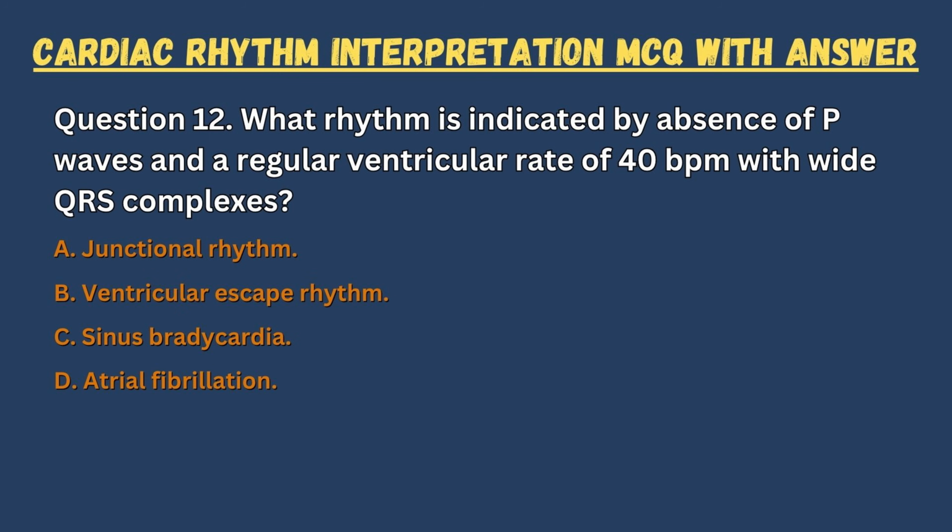Question 12. What rhythm is indicated by absence of P waves and a regular ventricular rate of 40 BPM with wide QRS complexes? A. Junctional rhythm. B. Ventricular escape rhythm. C. Sinus bradycardia. D. Atrial fibrillation.